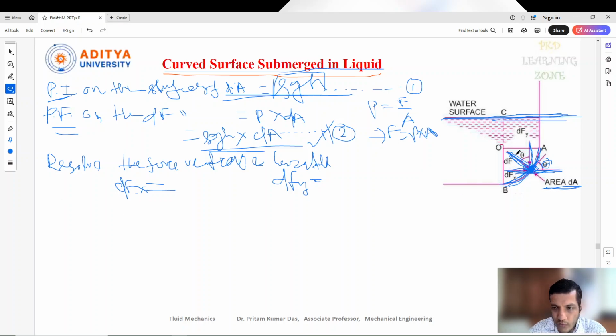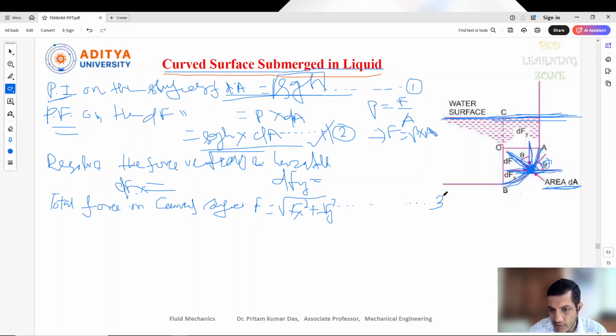Now if you want to find the resultant force, the total force on the curved surface, previously what we used to do was integrate this. The total force on the curved surface we can write as F equals the square root of Fx square plus Fy square. We can call this equation 3.